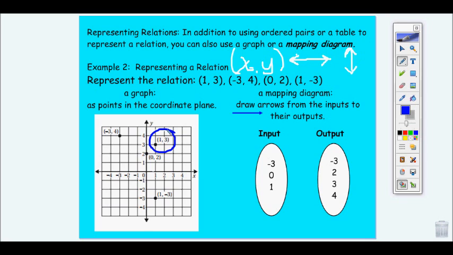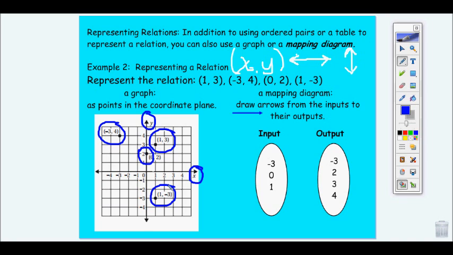Next, -3, 4, so I move on the x-axis again, and you see where they've written x and y for you. Move to the left 3, but it's a +4, so I move up 4. 0, 2 means I wouldn't move anywhere left or right, but I would move up 2. There's my 0, 2. And the last one, 1, -3, I'd move to the right 1, but I'm going to move down 3. There's my 1, -3.